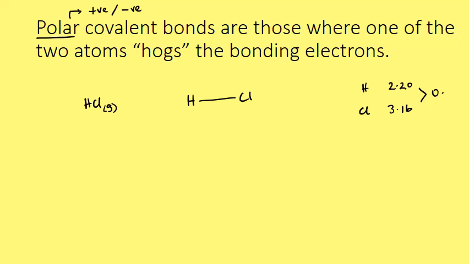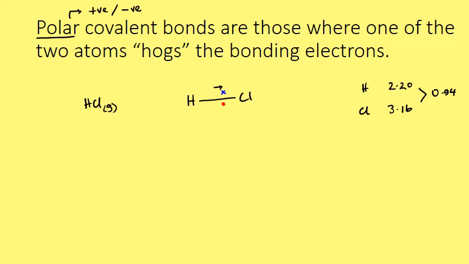That's about 0.94, I think. Okay, so that is going to make a big difference in where these electrons are most likely to be found. So let's draw these electrons on. Let's make the blue cross be the chlorine bonding electron, and let's make the red dot be the hydrogen bonding electron. And you can see these two electrons are no longer in the middle of the bond. They have moved from the middle of the bond towards the chlorine.